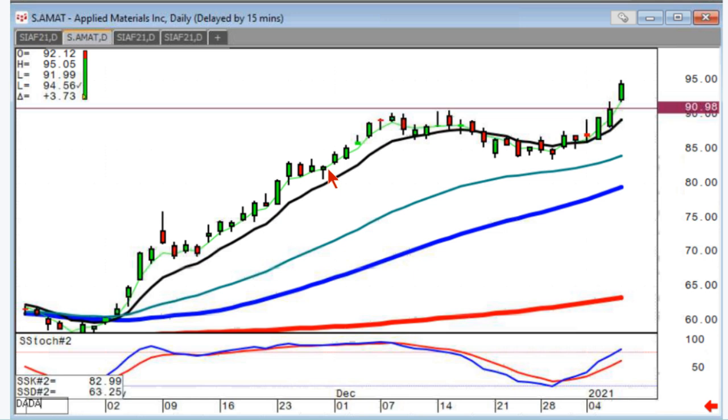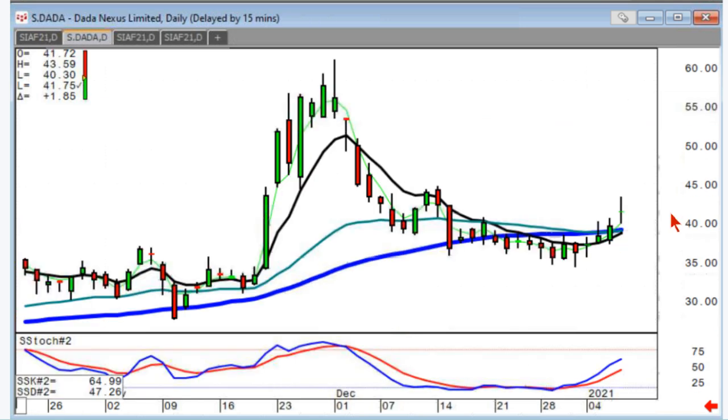AMAT. Got a fry pan bottom. So look what's happening here. A doji today. If it opens positive tomorrow, what do we got? A doji sandwich. And what do we expect from a doji sandwich? If it opens positive, it's going to trade positive. If it does a doji sandwich, our expectation is that there's going to be more upside.